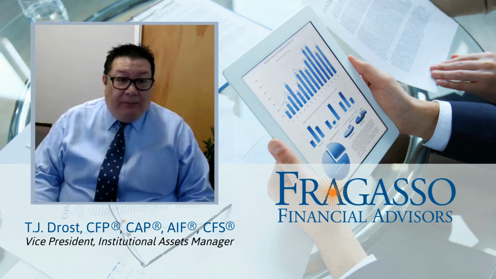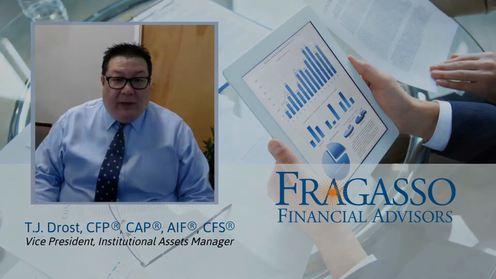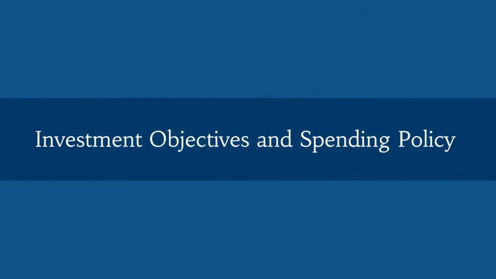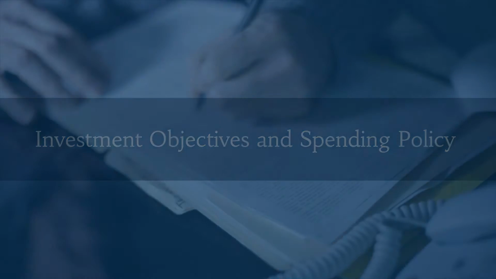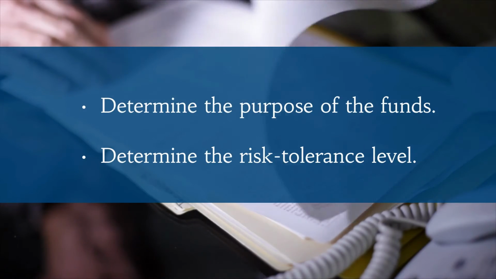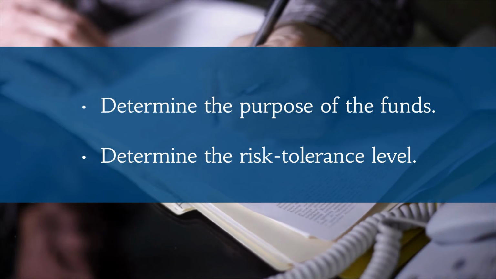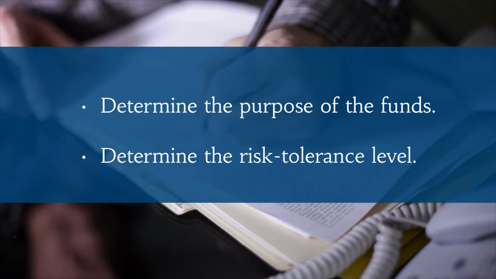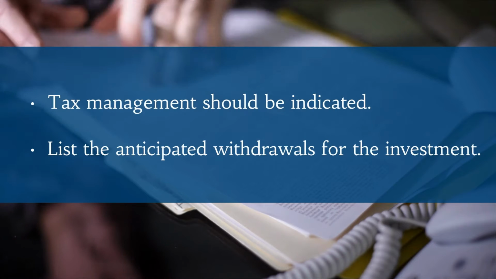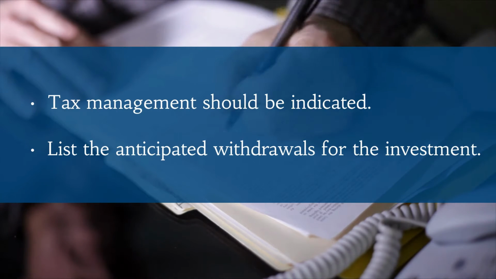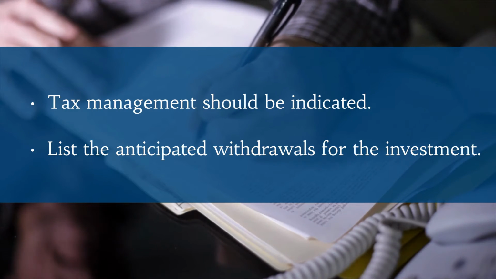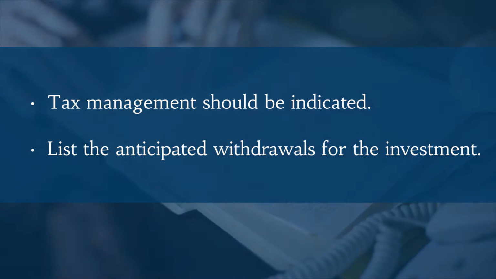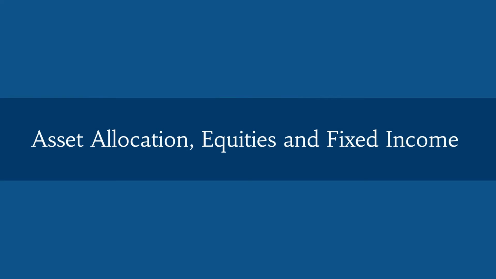The items that follow are essential areas that should be addressed when creating a properly crafted IPS. Investment objectives and spending policy. It's imperative that you lay out the purpose of the funds as well as the risk tolerance for the investment. This will guide the investment manager on the selection of the funds based upon the risk propensity of the organization. Tax management should be indicated, as the investment lineup can be modified to adjust the needs. Lastly, it is good practice to list out the anticipated withdrawals for the investment. Most commonly, this is reflected as an annual percentage of the market value.